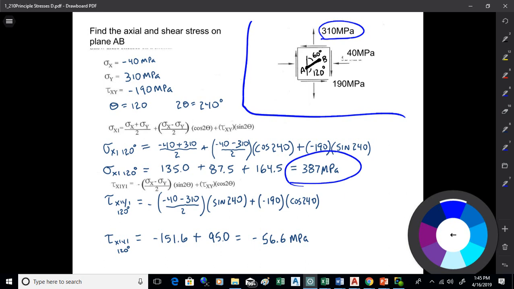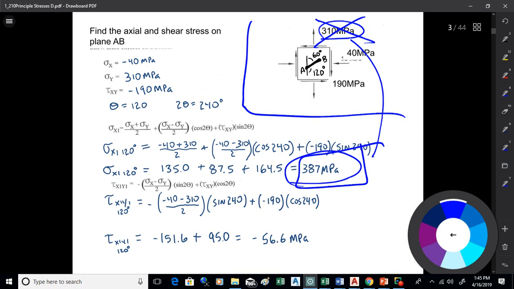Because if I just design this thing for 310, that's not it. It's at least that big and probably bigger, right? So that's one of the big significant parts of this biaxial stuff that we deal with.